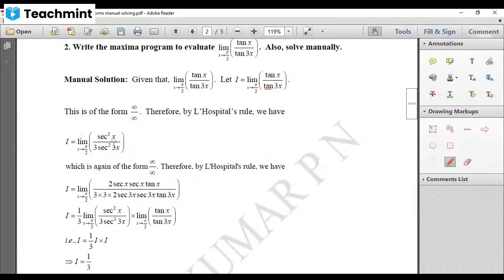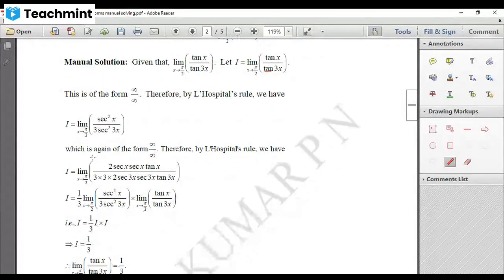Now if you put x equal to pi by 2, you will get secant square pi by 2. And we know that secant is nothing but 1 by cos. So what is cos pi by 2? Cos pi by 2 is 0. So 1 by 0 is infinity. So in the numerator, you will get infinity. Similarly, in the denominator also, you will get infinity. Therefore, this is infinity by infinity form. Now, once again, apply L'Hopital's rule.